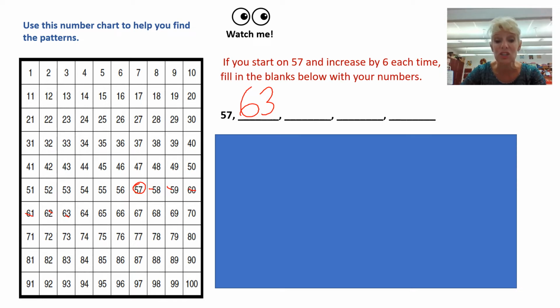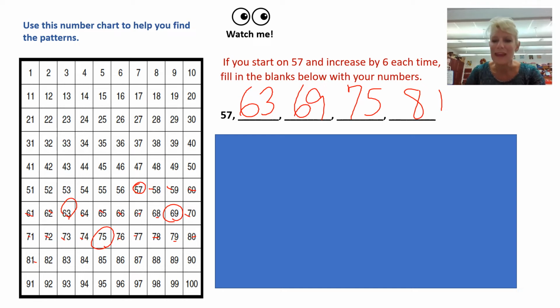Now I'm going to increase again, and I'll circle there. 1, 2, 3, 4, 5, 6. And when I increased there, I got 69. Counting 6 again, when I increased, I got 75. Counting 6 again, and when I increased there, I got 81. So you can see each time my numbers are getting larger.